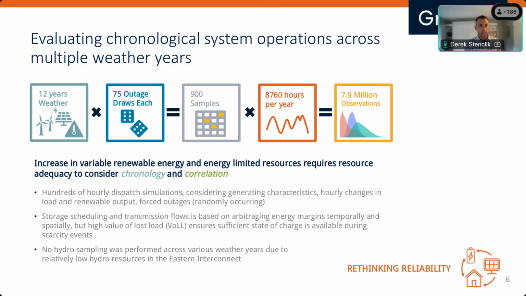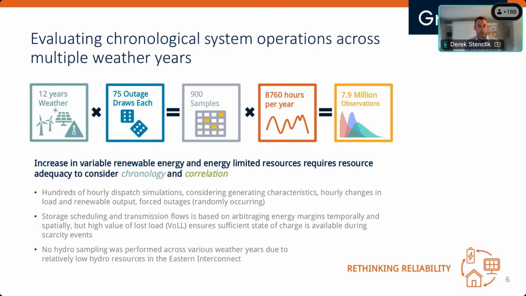The key thing here, as we start to see the system shift to more variable renewable energy, is that it requires us to look at an all hours assessment. And as we shift to a system that's relying more on energy limited resources like battery storage, demand response, and other types of storage, it's important that we get the hour to hour variation so we can see how those energy limited resources look. Also important here is the correlation, and not just by time.